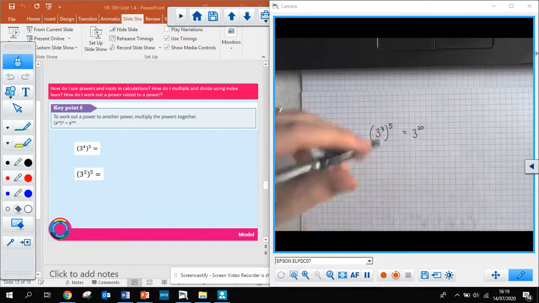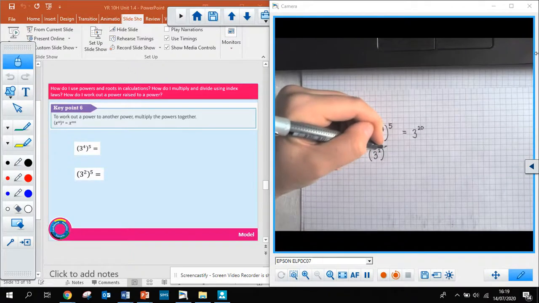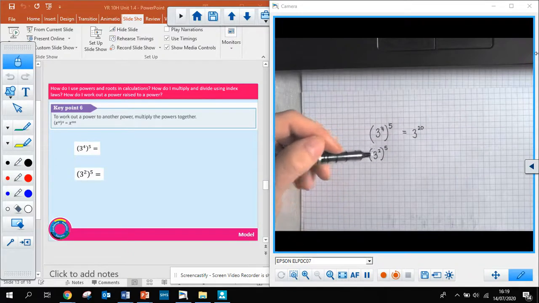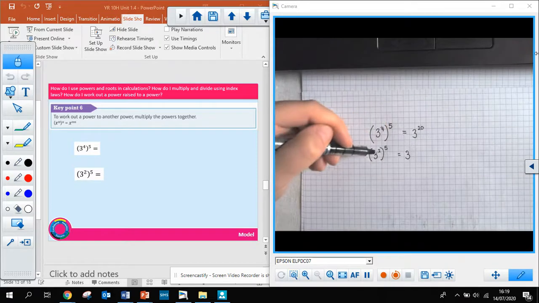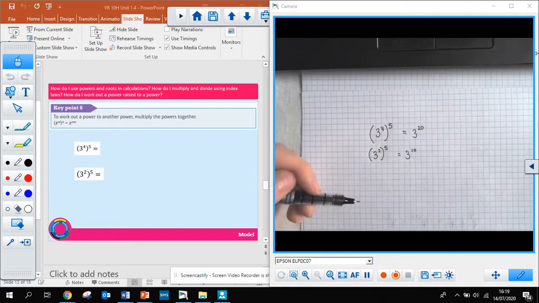Okay? The next one I've got 3 squared, all to the power of 5. Okay, so I'm multiplying 3 squared by itself 5 times. All I do, my integer stays the same. I multiply 2 and 5, which is 10. Okay?